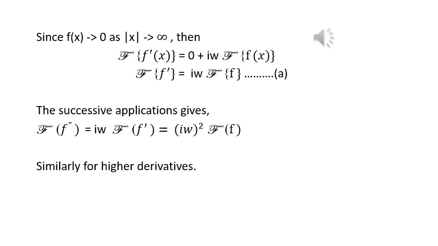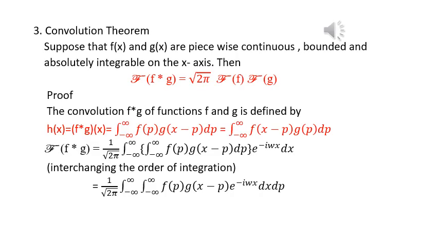And if Fourier transform of third derivative is taken, that is Fourier transform of f triple dash is equal to i omega the whole cube into Fourier transform of f. Next is the convolution theorem. Suppose that f of x and g of x are piecewise continuous, bounded and absolutely integrable, then the Fourier transform of f star g is equal to root 2 pi Fourier transform of f into Fourier transform of g.